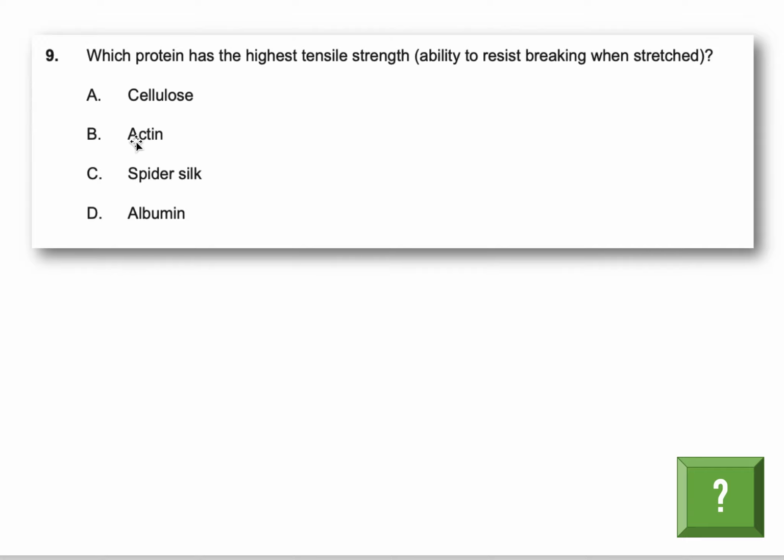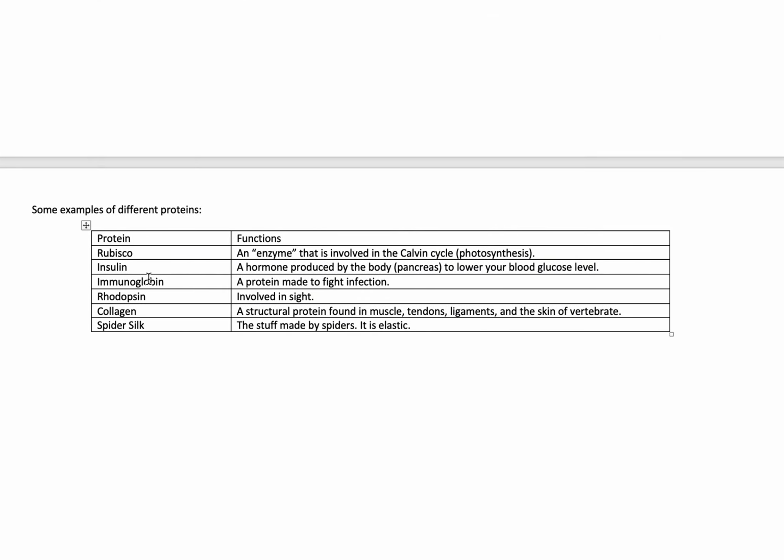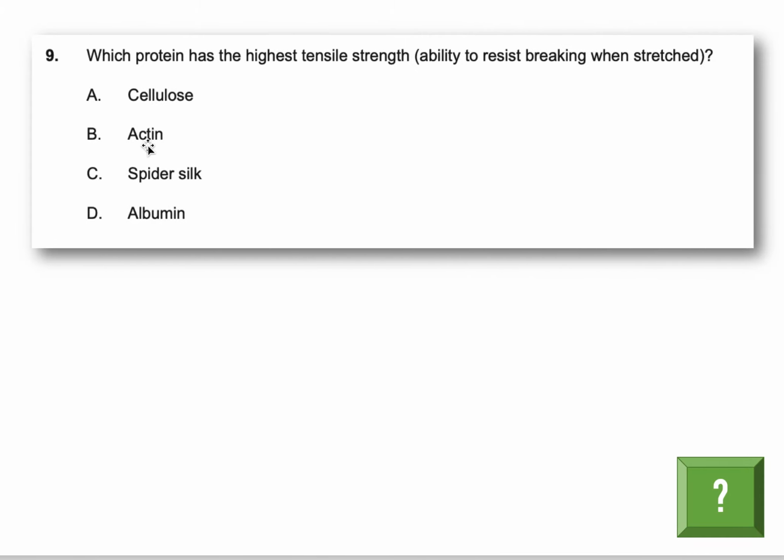Actin is involved in muscle contraction. It's a protein in the muscle, and albumin is a little protein in the blood, okay, that is useful in transporting certain things around, okay? And yeah, so that's it. Let me show you here actin. We don't have actin here, but actin you'll learn about in the muscle chapter if you're going to do, I think, HL. I think it was HL.